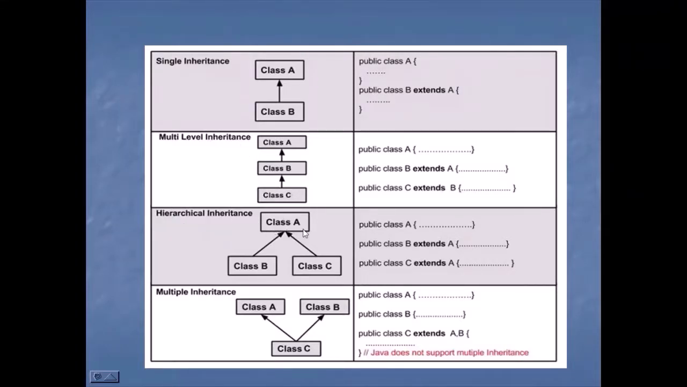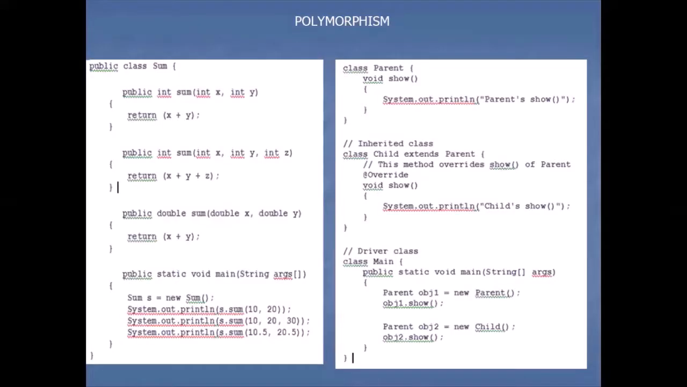Then hierarchical inheritance. Here class A is there and class B and class C. Class B extends class A and class C extends class A. This is hierarchical inheritance. And then the multiple inheritance. Class A is there and class B is there and class C. This class C extends class A and B. This is multiple inheritance. The syntax is class C extends A comma B.